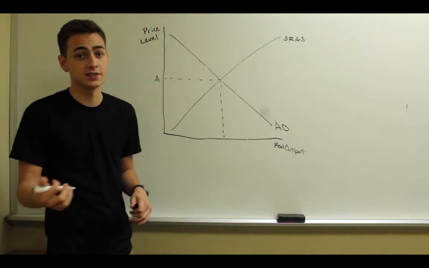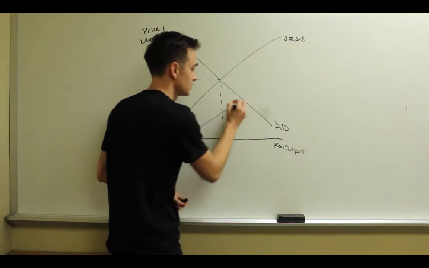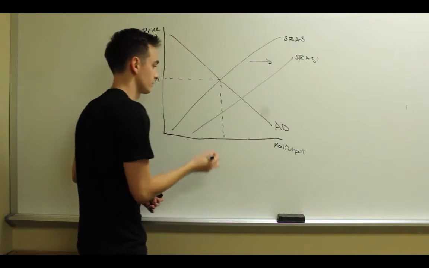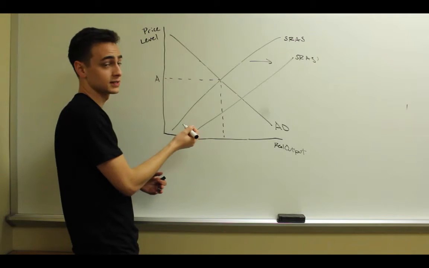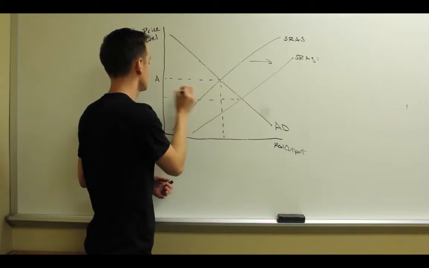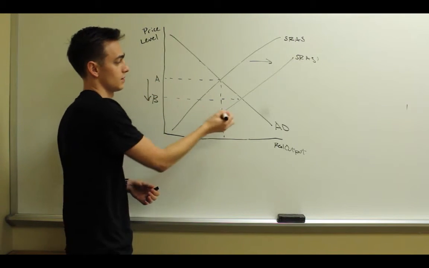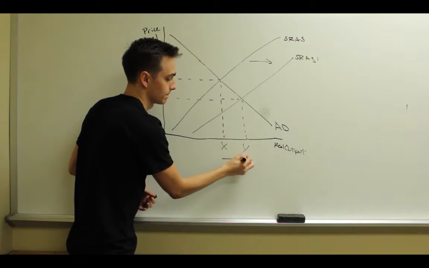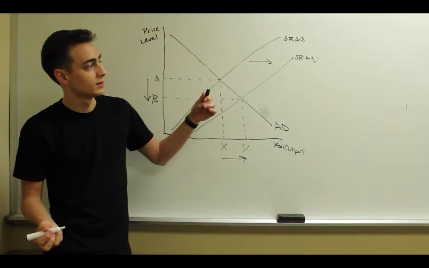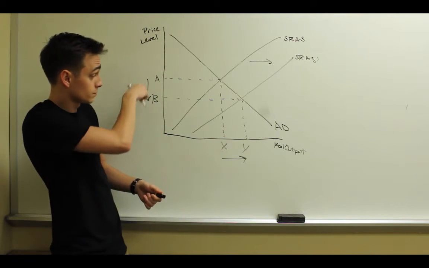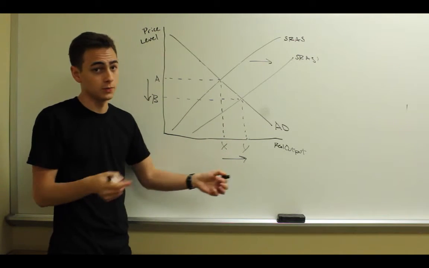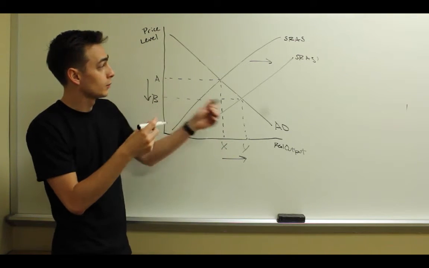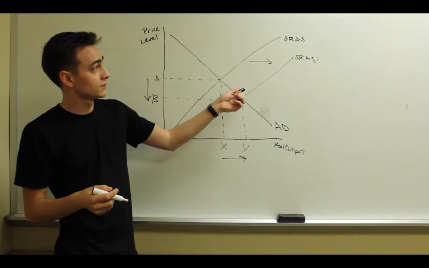Alright, so that was a decrease, so let's see what happens when aggregate supply increases. Again, it's just the opposite of when it's a decrease. So price level goes down, and output goes up. So when aggregate supply increases, price level goes down, output goes up. When it decreases, price level goes up, output goes down. So output is directly correlated with the shift of aggregate supply.